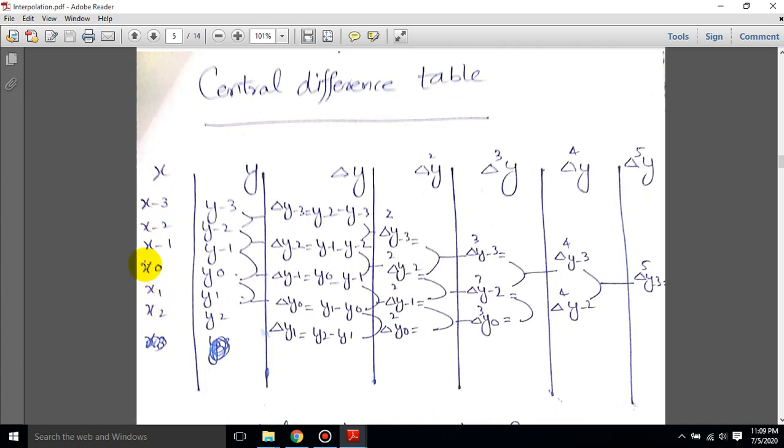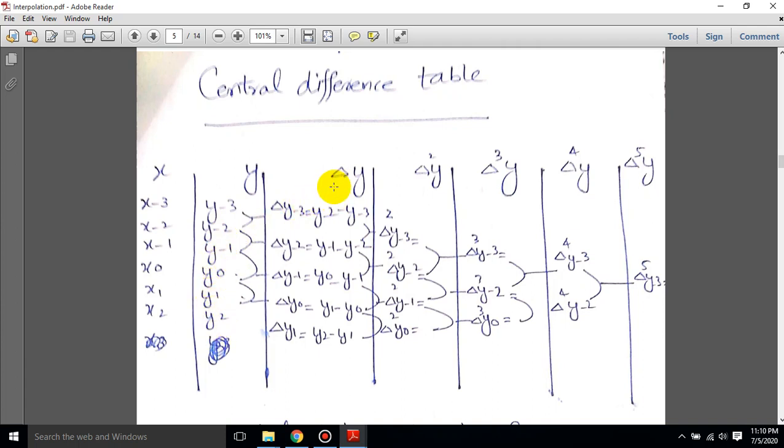Now see here, because we are taking x0 as a center point between the upper points and the lower points, that's why it is called a central difference table. x0 will be the starting point from the given set of data, and if we get the value at x minus 3 and put it in the function f of x, then it will be equal to y minus 3, y minus 2, y minus 1, y0, y1, y2.